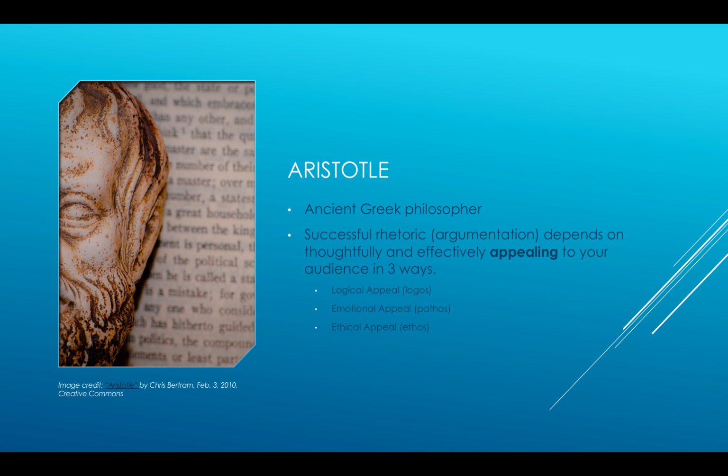So first of all, Aristotle was an ancient Greek philosopher who came up with this theory of rhetorical appeals. Basically, he argued that in order to make a successful argument or to have successful rhetoric, you have to do three things. You have to appeal to your audience in three different ways: through a logical appeal, an emotional appeal, and an ethical appeal. And we'll talk more about what each one of those is and what it looks like.